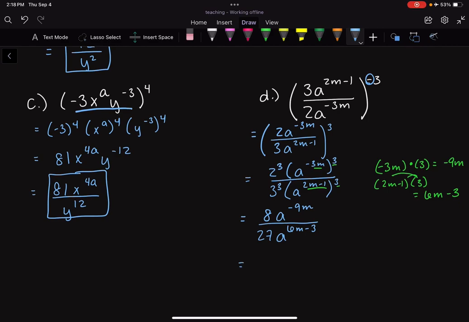Now we can simplify this further because we have multiple of the same base. So that means that we can put the exponents together. In this case, since it's division, we're going to use subtraction to do that. And now you can choose if you want to do negative 9m minus everything else, or if you want to do the 6m minus 3 minus negative 9m. It's up to you. I'm just going to do it at top.